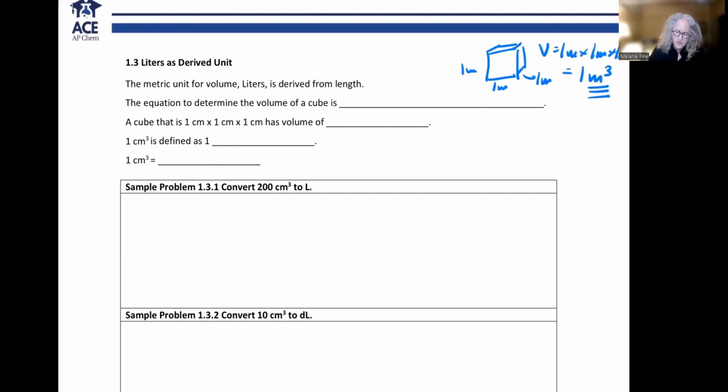The equation to determine the volume of a cube is base times width times height. I never know whether to use width or length, but you get what I mean. It's these two sides and the depth multiplied together. A cube that is 1 centimeter by 1 centimeter by 1 centimeter has a volume of 1 centimeter cubed. And we define 1 centimeter cubed as 1 milliliter. So you just need to know that 1 centimeter cubed is equal to a milliliter.